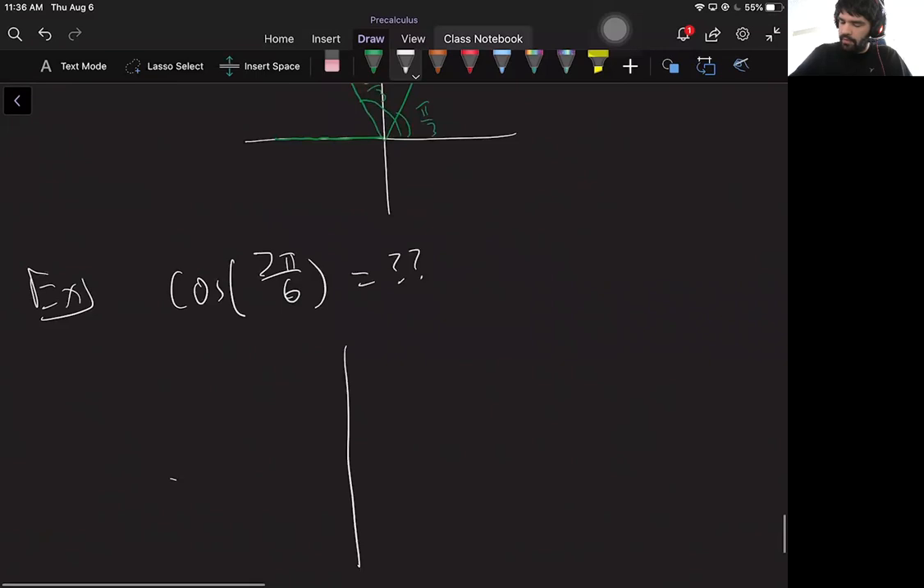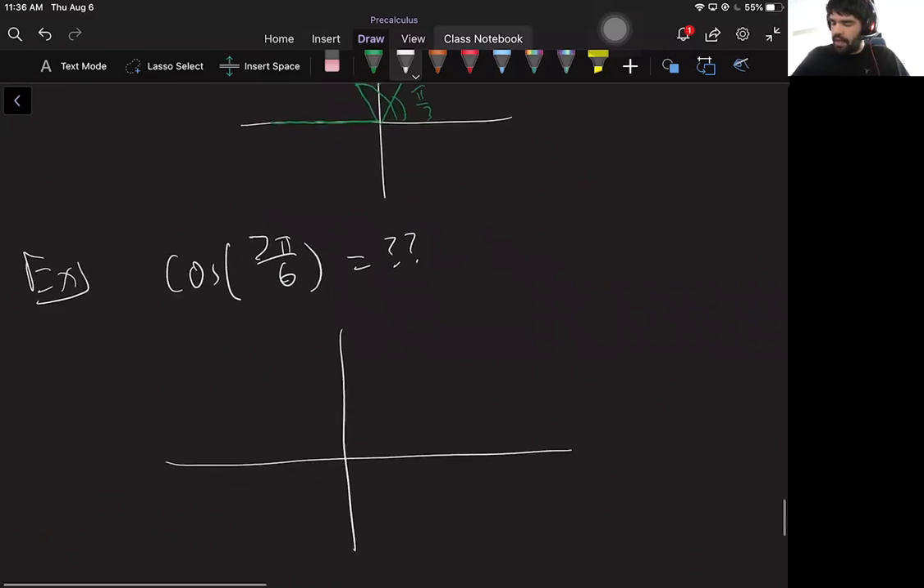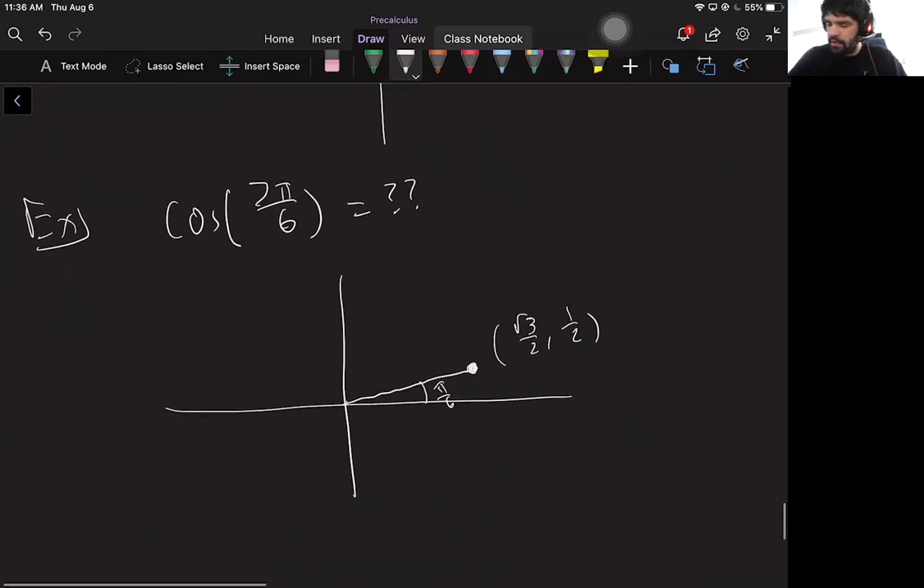So now what I'm looking at is a pi over 6. I already know that because it's a pi over 6, I'm looking at this angle here, and I'm looking at this point here, and I'm looking at the x value because it's cosine, but I'm doing it for 7 pi over 6, not pi over 6, so I've got to find where that is.